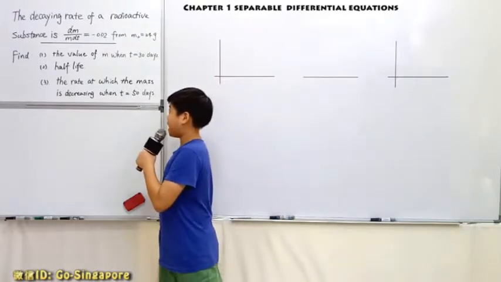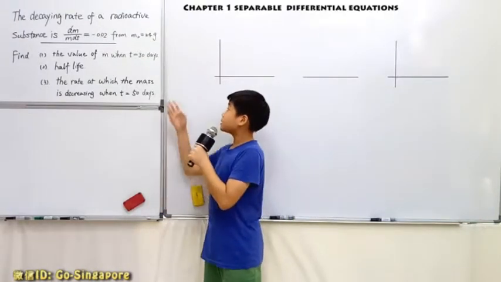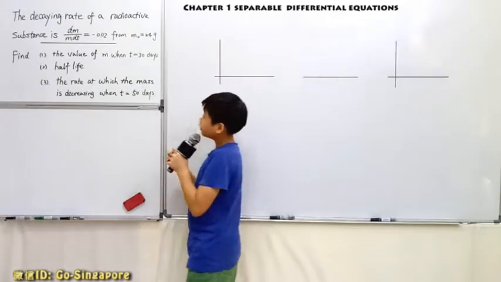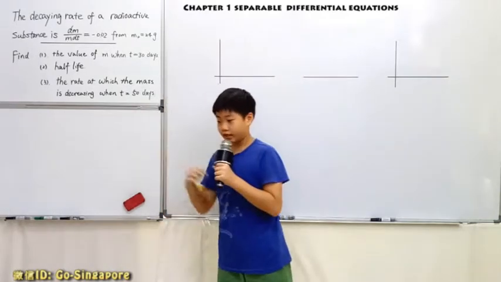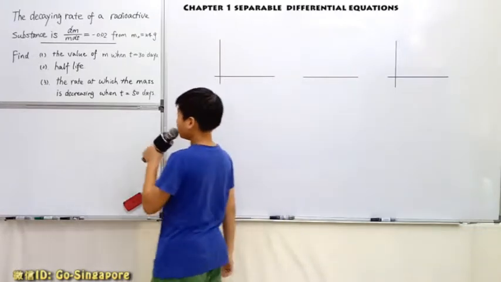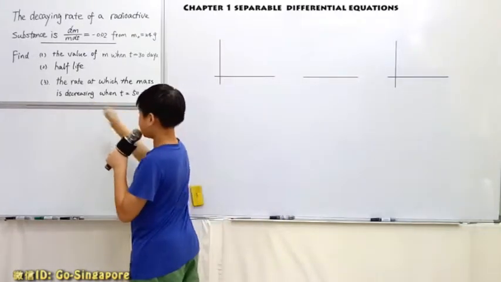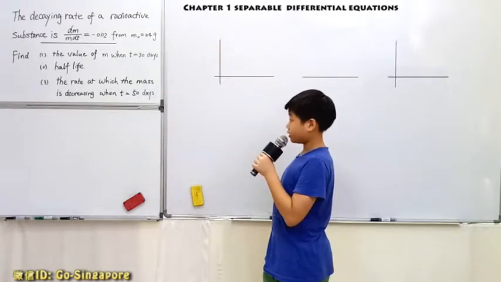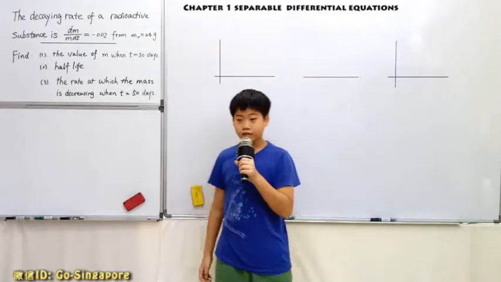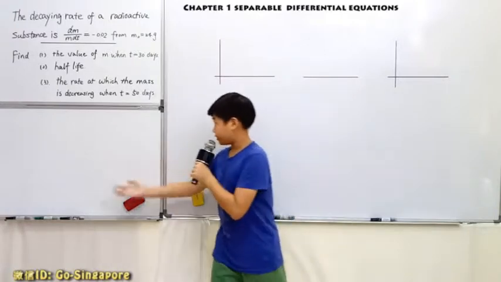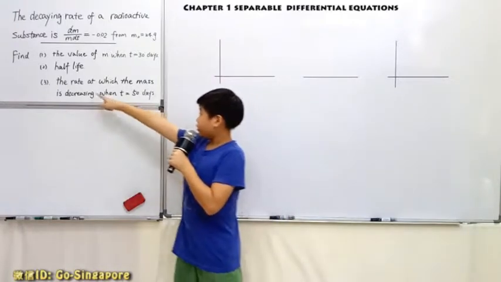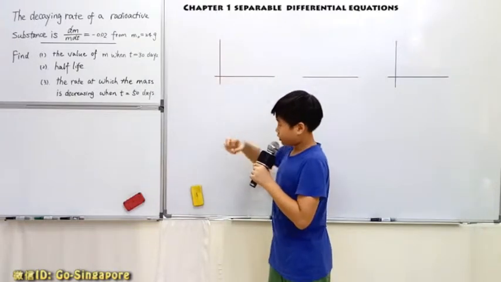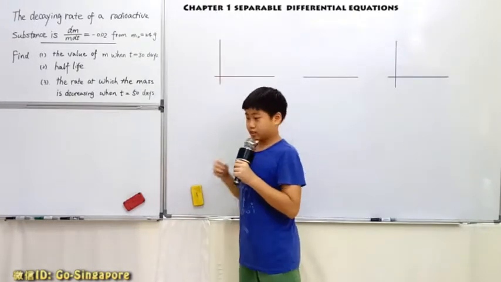Next is the half-life. Half-life is when the mass decreases by half, and this is the time taken. And this last part is the rate at which the mass is decreasing when t is 50 days. That means after 50 days, find the rate, like how much the mass decreases at which rate.